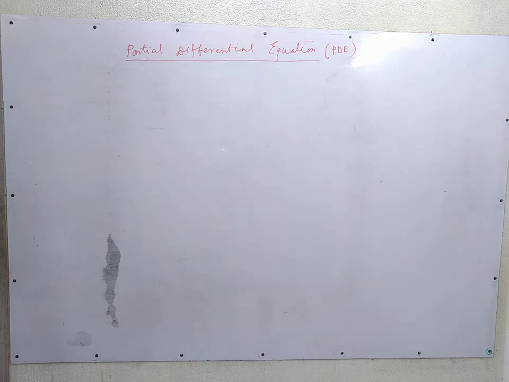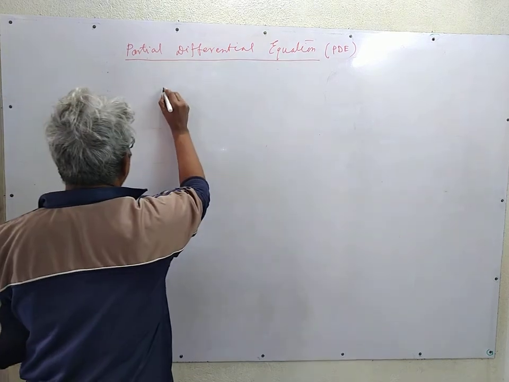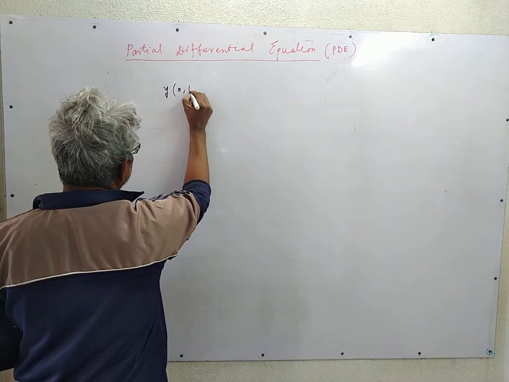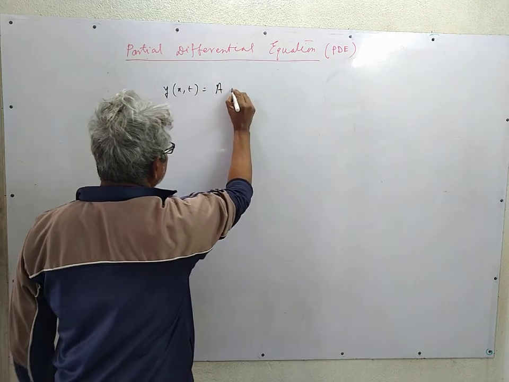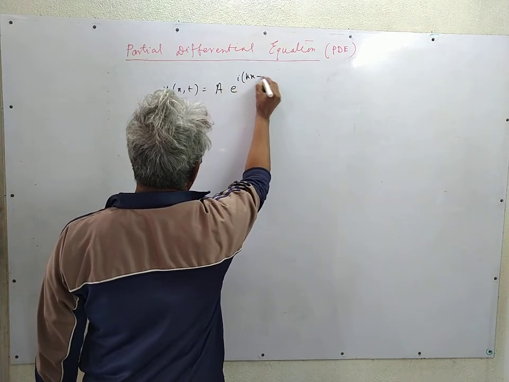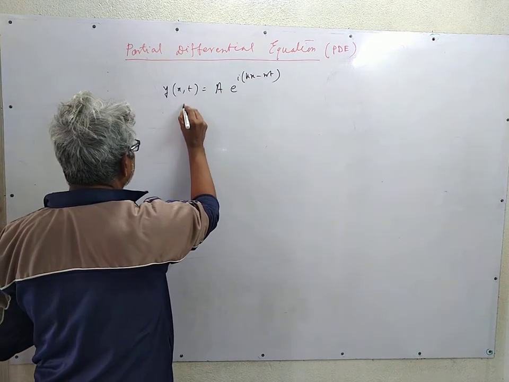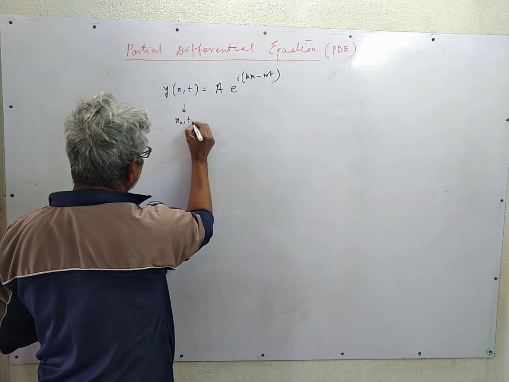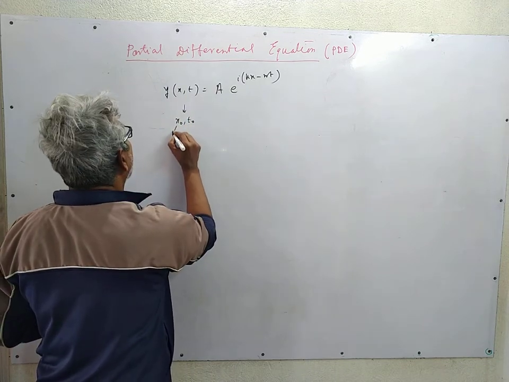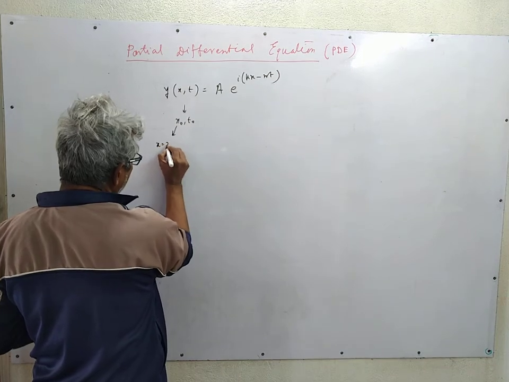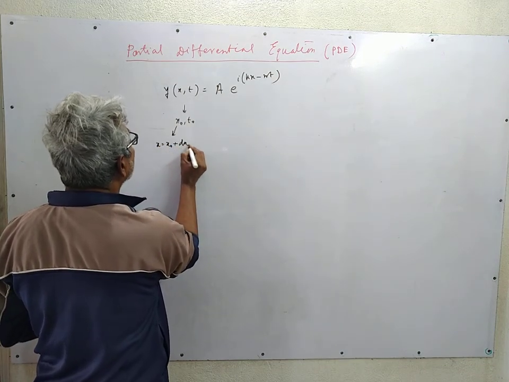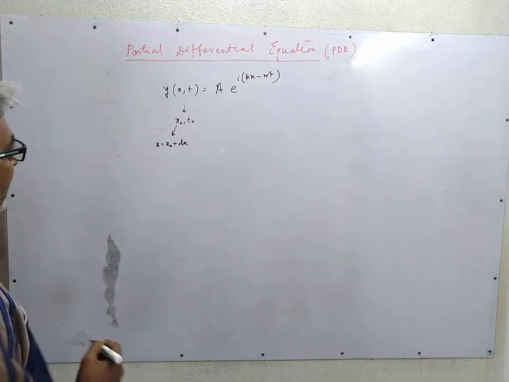As for example, if we want to describe a plane progressive wave, y is a function of x and t, and we can write it as e to the power i(kx minus omega t). This is the plane progressive wave. If we want to know the amplitude of the wave at a particular instant, say we have a reference point which is x0, t0, and we displace x such that x becomes x plus dx, what will be the fate of the wave function?